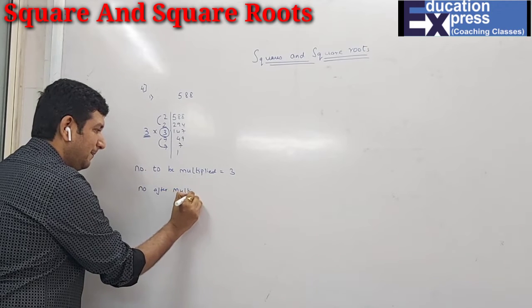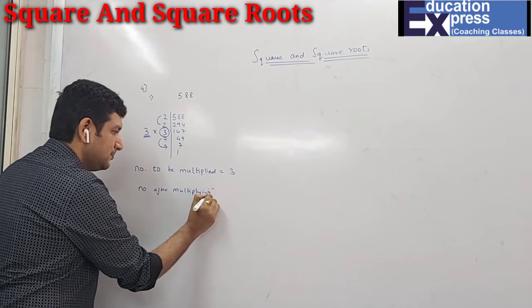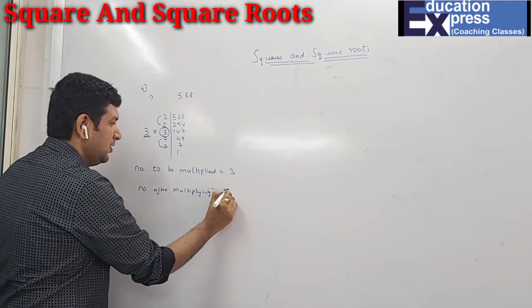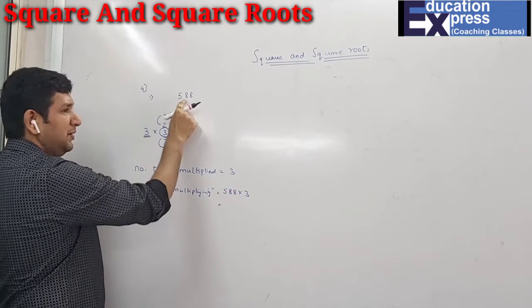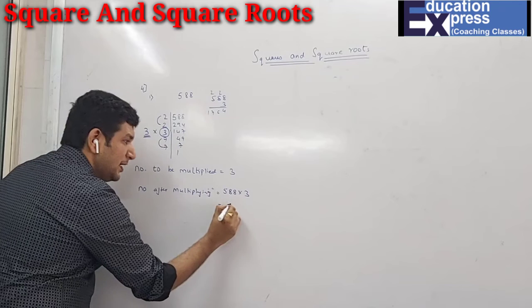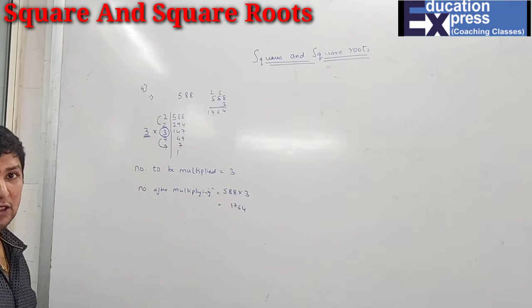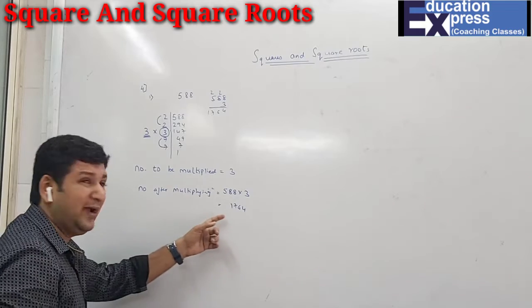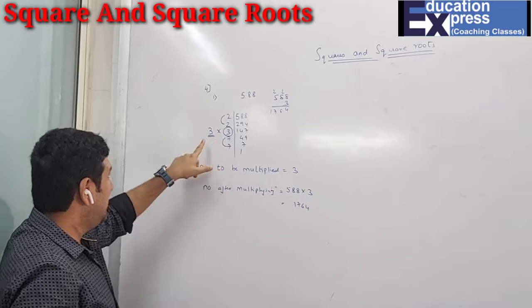multiplying, you will get it as 588 into 3, because you multiply by 3. So 588 into 3 value is 1764, and now you have to find the square root. So again you don't have to find the prime factors. Already prime factors are available with us. We have just multiplied 3 over here.